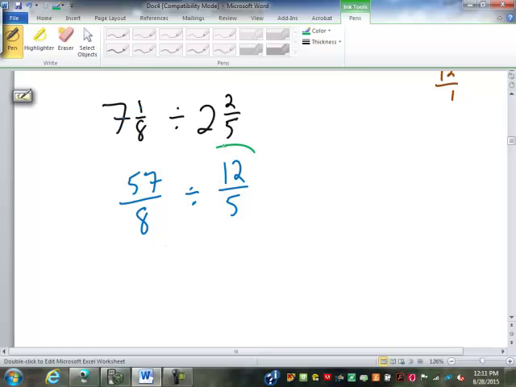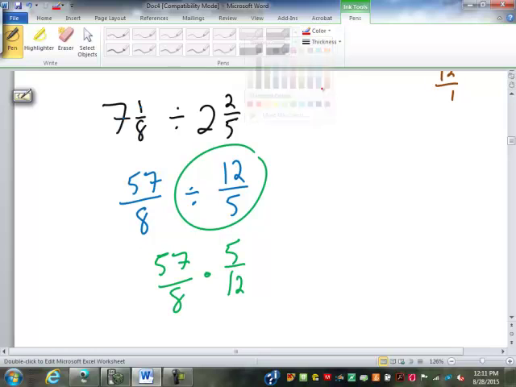Now remember, we're dividing by 12/5, so it's going to be times 5 over 12. That's a reciprocal. The 57 over 8 stays the same. Can we cross cancel? We can. Can anybody see what? 57 and 12 can both be divided by 3 to give me 19 and 4.